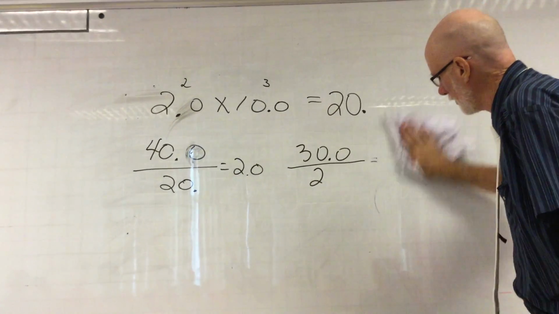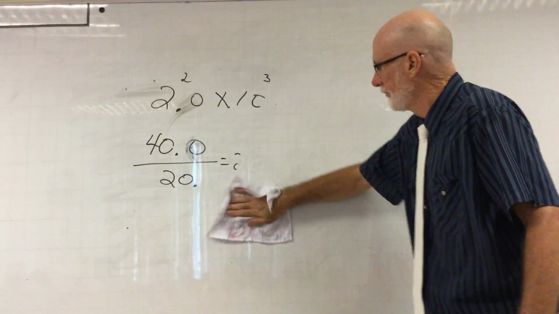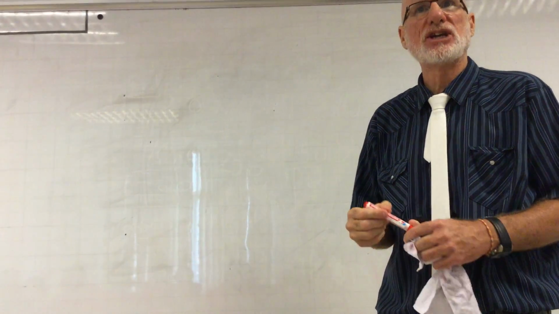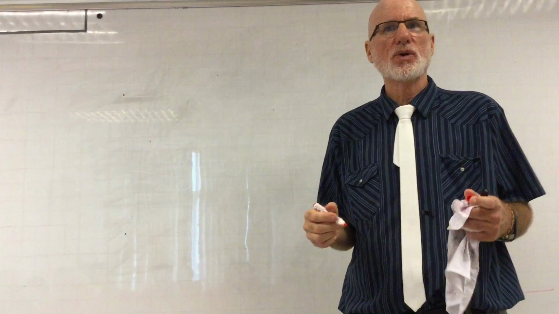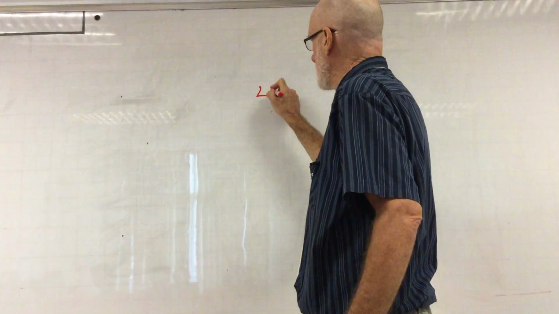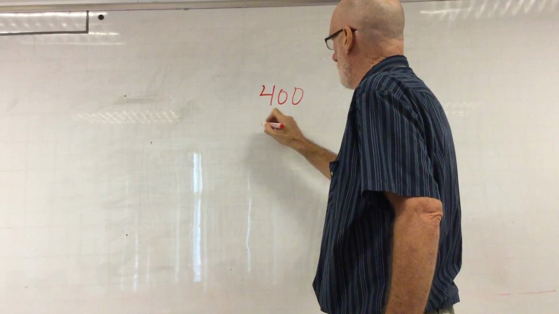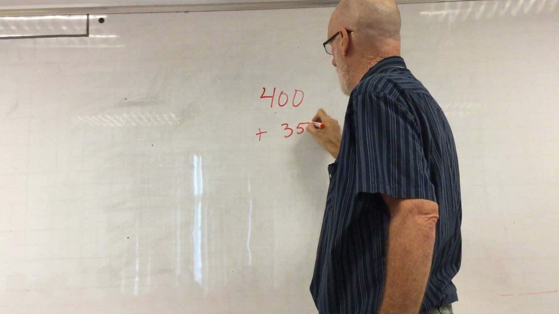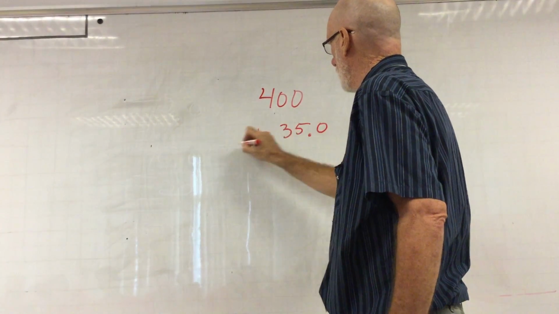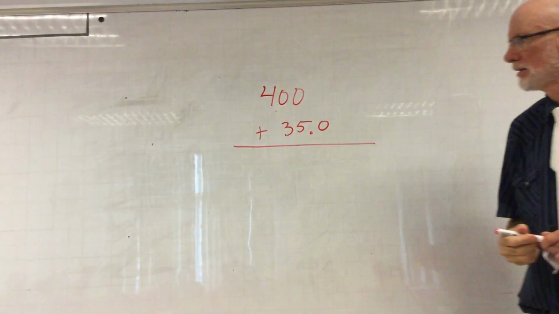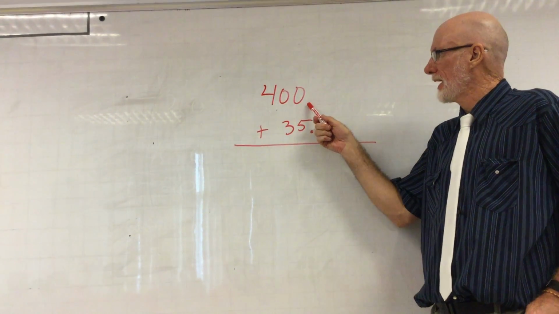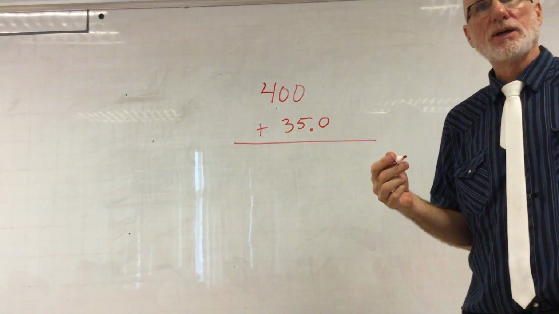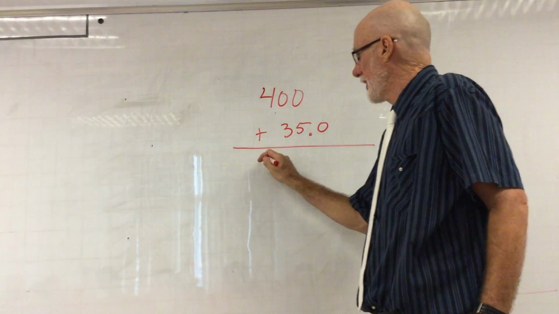All right, give me one more minute, okay? Now what happens if I do addition and subtraction? This is what's really going to blow your mind. You ready? Let's say I have 400 plus 35.0. Wait, what? 435. There's no decimal point there. 435. All right, so what you do is, you do it mathematically, do the math.